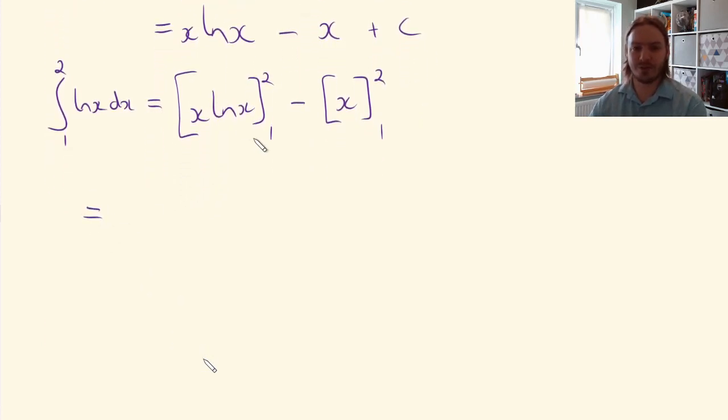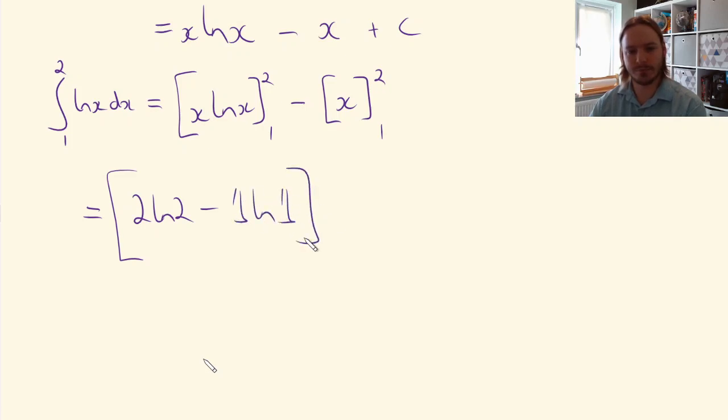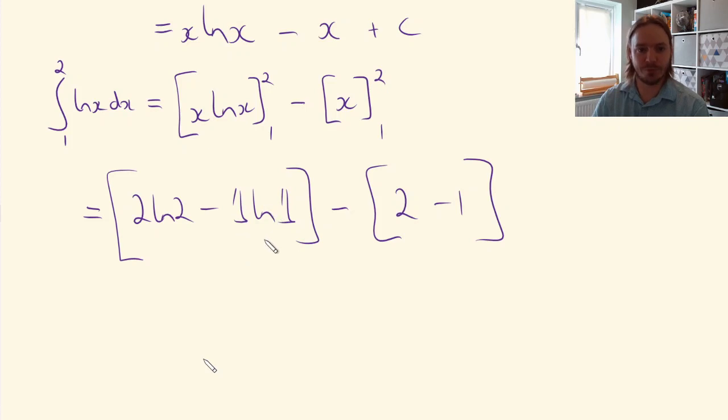So now I just need to substitute my 1 and 2 into here. So I have 2 ln 2 minus 1 ln 1, take away 2 minus 1. Natural log of 1 is 0, so this term becomes 0. So my answer is 2 ln 2, take away 0, and then minus 1. And I'm finished now, and I can't tidy that up anymore. It asks for it in terms of ln 2 anyway, so I'm sorted.